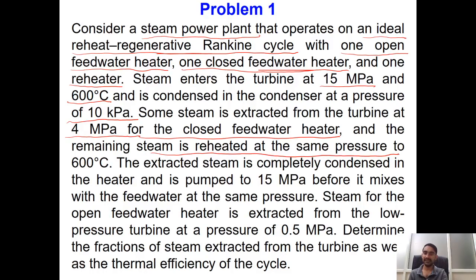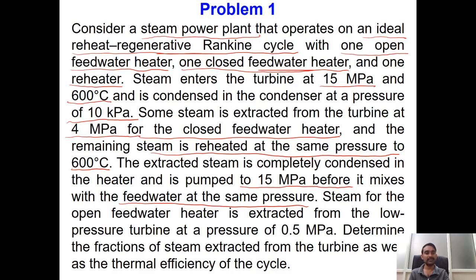So we have reheated the remaining steam at the same pressure, and the final temperature is 600 degrees Celsius. After that, the extracted steam is completely condensed in the heater and is pumped to 15 megapascal before it mixes with the feed water at the same pressure. So the steam that is condensed is then pumped to a pressure of 15 megapascal before it mixes with the feed water at the same pressure.